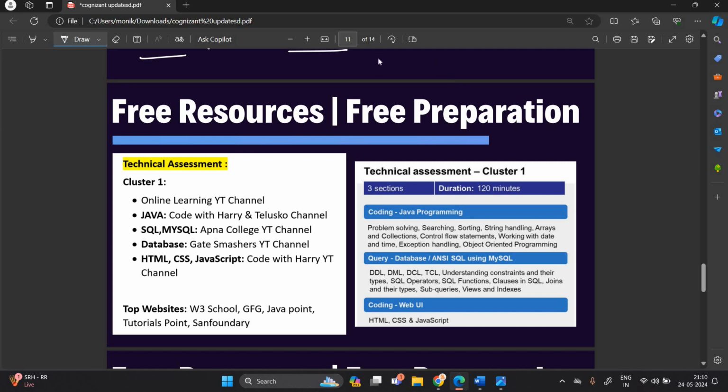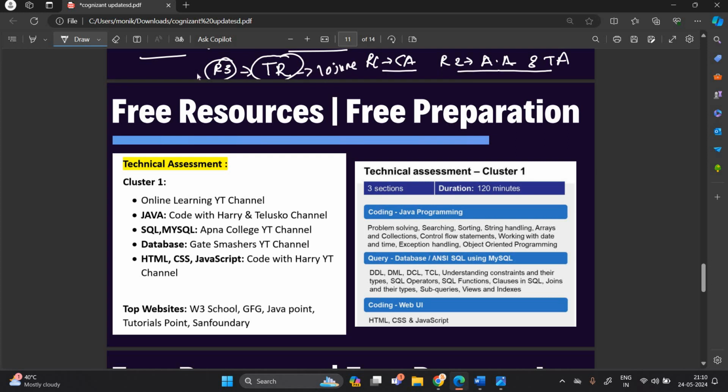As I already said, round 1 is the communication assessment, and round 2 is the aptitude assessment and technical assessment. We are not discussing round 3, because that is a technical interview. The TR round is by 10th June. So firstly we have to clear round 1 and round 2, then we focus on round 3. We will come up with a separate video for interview preparation as well, don't worry.